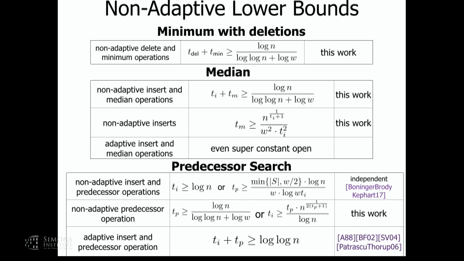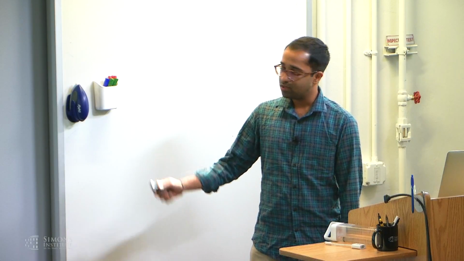For the predecessor problem, an independent work of Boninger, Brody, and Kephart showed the following trade-off: when both insertions and predecessor computations are non-adaptive, either the time to insert is at least log n, or the time to compute the predecessors is at least log n. In this work we show something stronger, assuming that only the predecessor computations are non-adaptive. You can show that either the time to compute the predecessor is log n, or the time for insertions is at least n to the power 1 over the time to compute the predecessors.